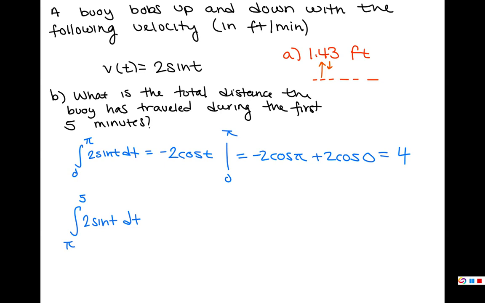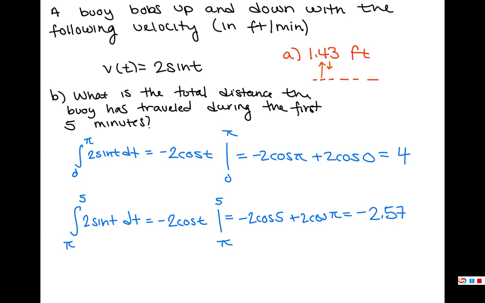And then from pi to 5, same antiderivative. Now I just plug in the 5, plug in the pi, and then subtract them. Again, make sure your calculator's in radian mode. And I got negative 2.57. So that's telling me the object is then going down 2.57 feet.